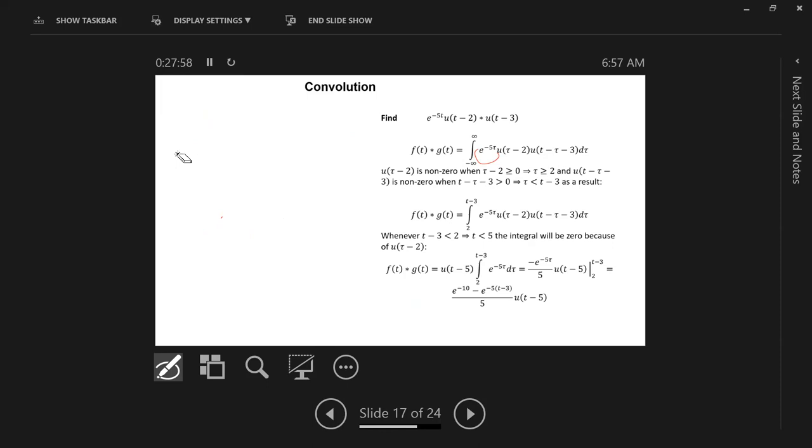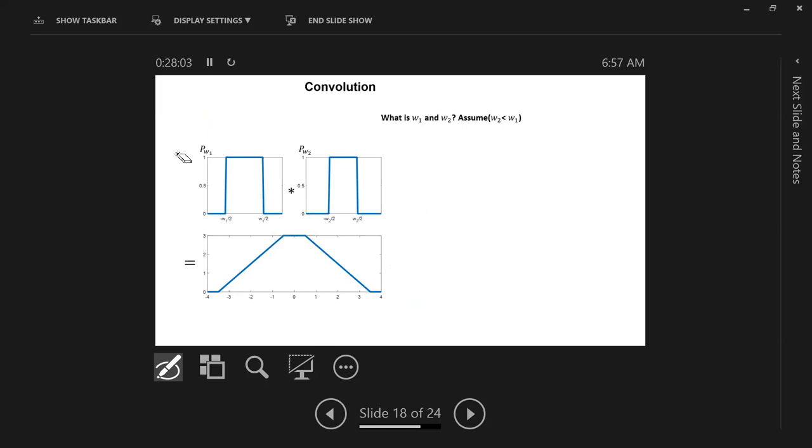Okay, so now we're going to go back to our favorite example. Last class, we went over how to integrate two pulses. And in particular, we said that if W2 had a smaller width than W1, we would get a shape that looked like this. Based on this plot here, where the peak is 3, and the flat region has a length of 1, would you be able to know what W1 and W2 are?